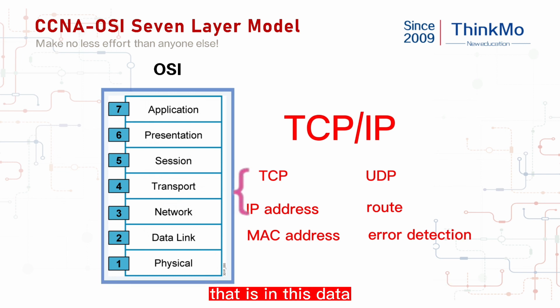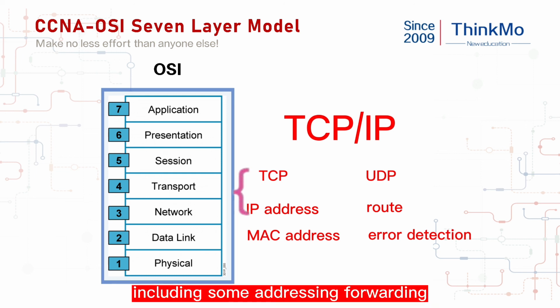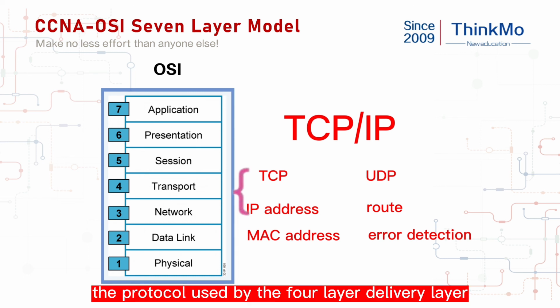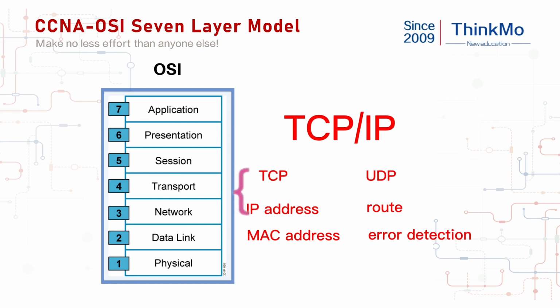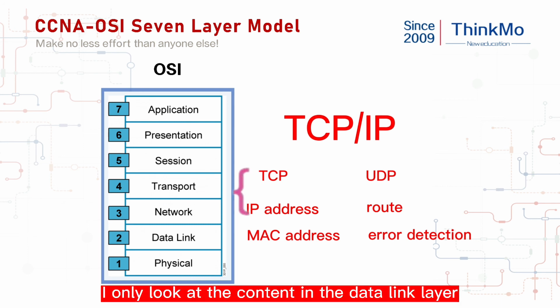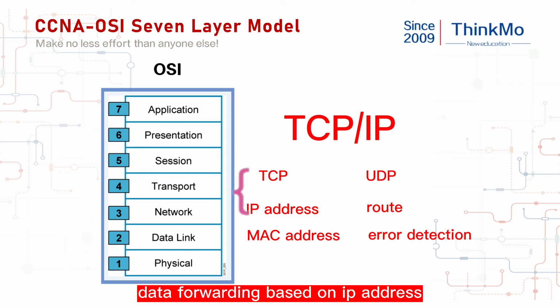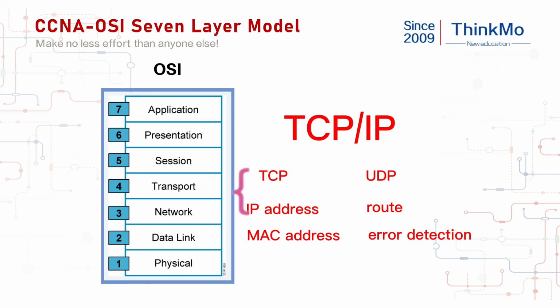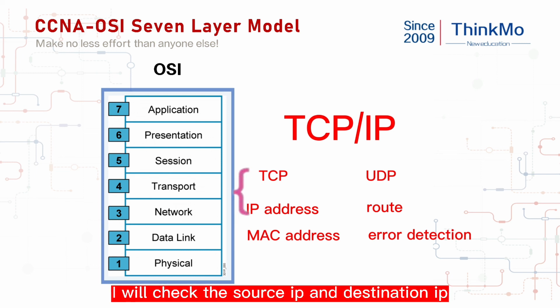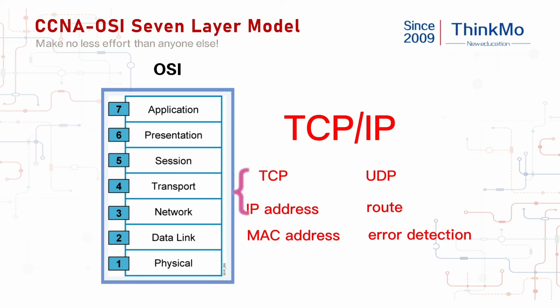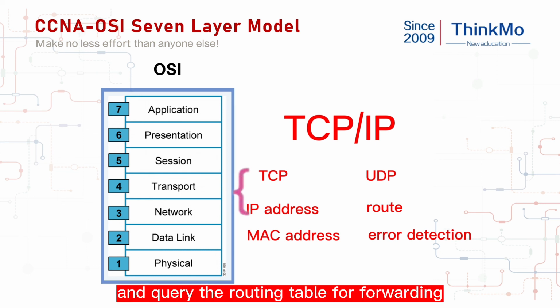That is, in this data, all the IPs it offers, including some addressing and forwarding, and the protocol used by the 4th layer, the transport layer, I don't see any of these. I only look at the content in the data link layer. For layer 3, data forwarding is based on IP address. When the router receives the data, after the second layer, I will see the third layer. In layer 3, I will check the source IP and destination IP, and query the routing table for forwarding.